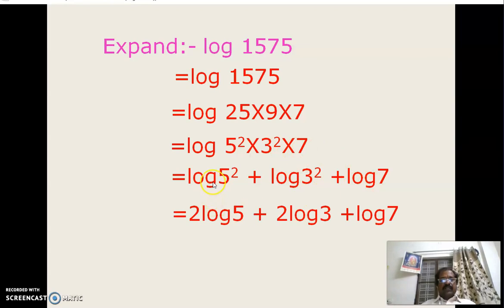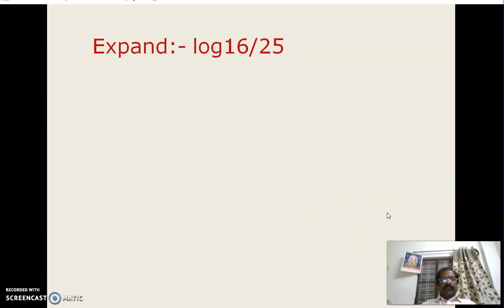So again apply the third property of the logarithm. This 5 square will be 2 into log 5 plus, here also third property, 2 into log 3 plus log 7.